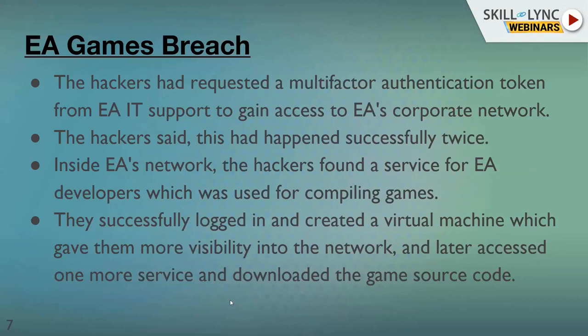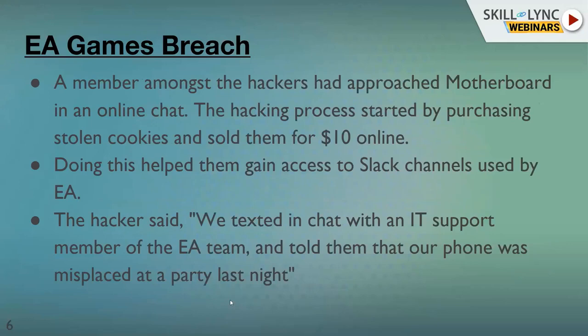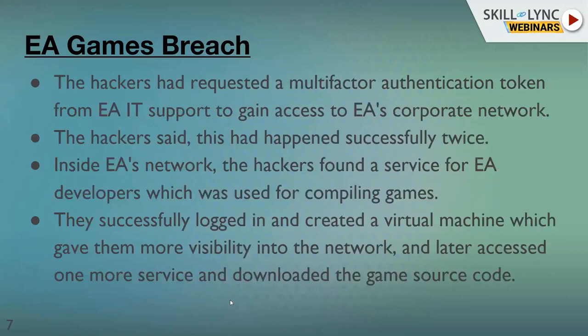So he impersonated with the chat, and he got to see the Slack channels. So he has got into the EA corporate account. Then he said that it has happened twice. And inside the EA network, the hacker found a service for EA developers, which was used for compiling games. So he's into our system network basically, and he has access to everything.